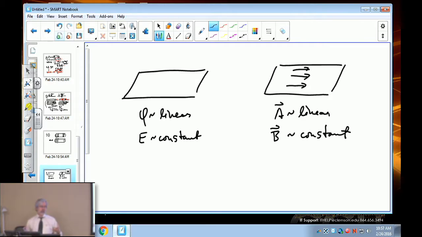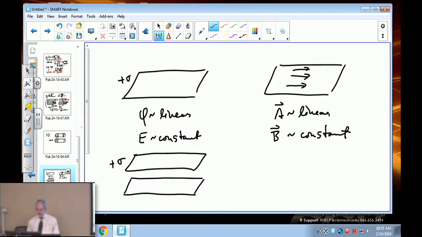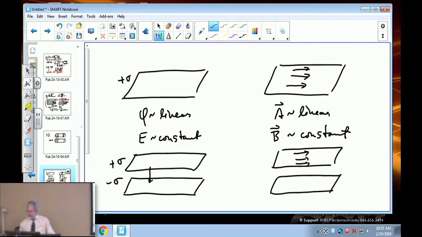And then now you can combine sheets. You could, for example, put oppositely charged parallel plates like this, make a parallel plate capacitor. Now we'll have a uniform electric field in between, and phi is linear between, and no electric field outside. And likewise, you could take two parallel sheets like this, with current flowing uniformly distributed over the sheets in opposite directions. And how will the magnetic field look in between and outside?